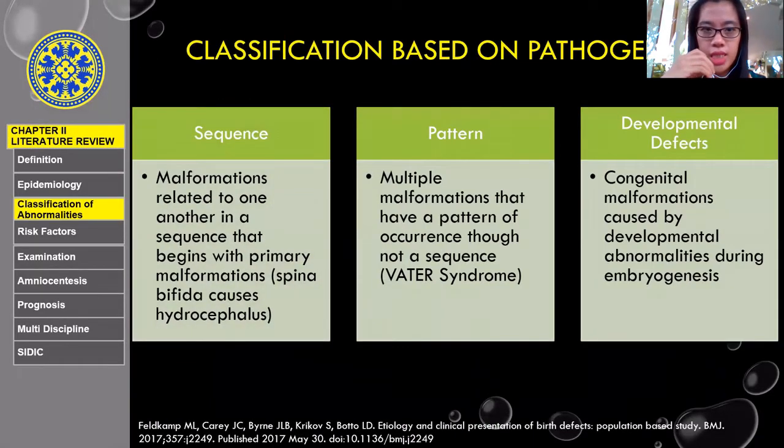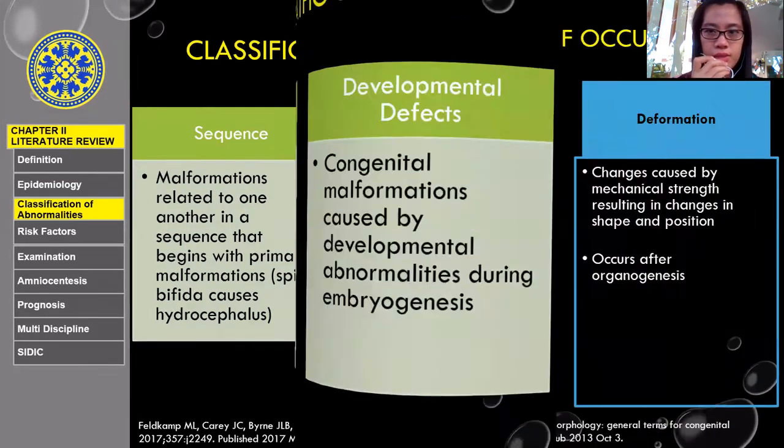Based on pathogenesis, we have sequences, pattern, and developmental defects. The sequences are malformations related to one another in a sequence that begins with a primary malformation, such as spina bifida causes hydrocephalus, and pattern is multiple malformations that have a pattern of occurrence, though not a sequence, like Fetal syndrome. And developmental defects, congenital malformation caused by developmental abnormalities during embryogenesis.